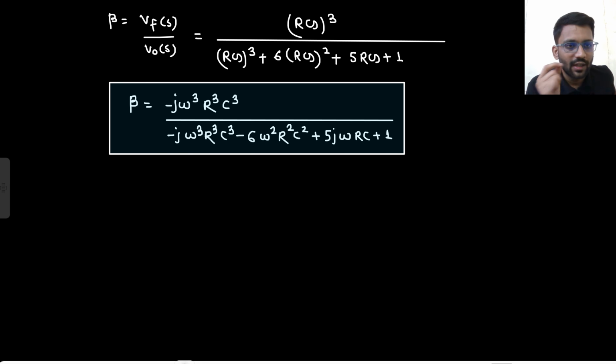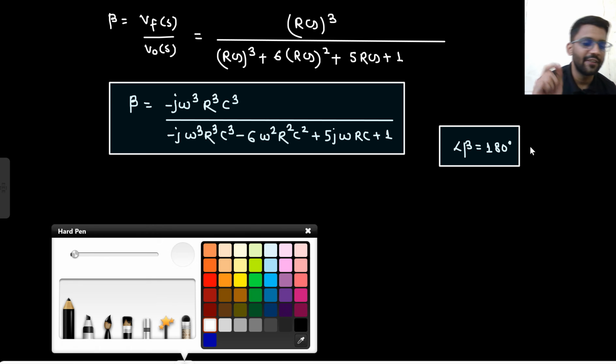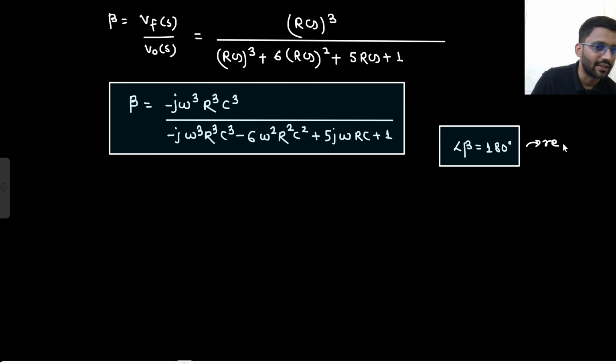Now from beta you need 180 degree phase shift, because from A you are getting 180 degree phase shift already. So from beta you need 180 degree phase shift. This is required. If you need 180 degree phase shift, that means beta again has to be real. Say yes or no. Beta has to be real.